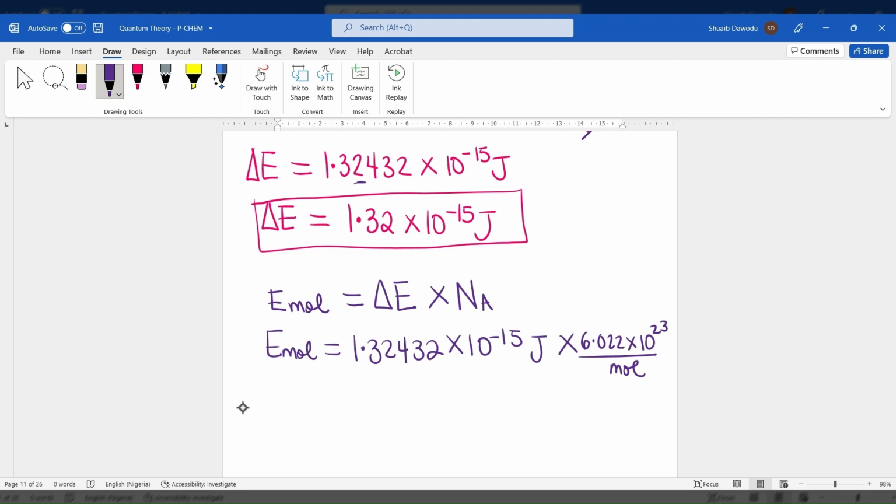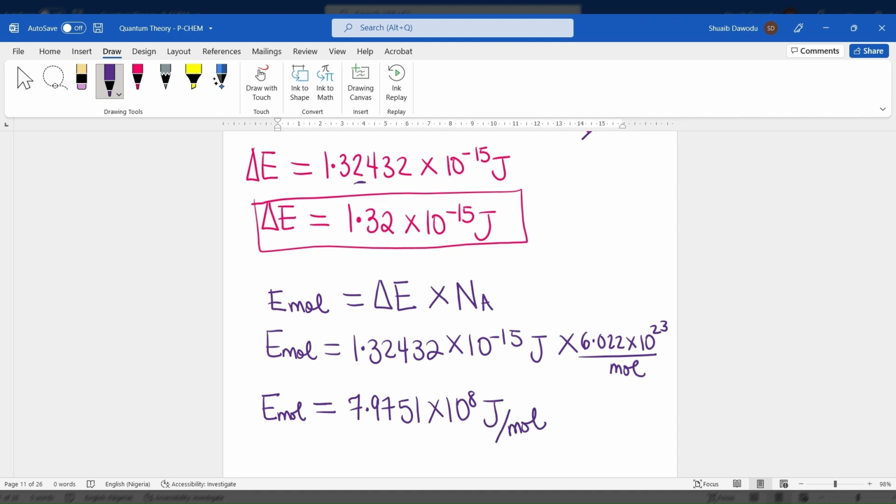Okay, of course, we insert the information in our calculator. We end up doing 1.32432 times 10 to the power of negative 15 times 6.022 times 10 to the power of 23. When we multiply it together, we end up with 7.9751 times 10 raised to the power of 8 joule per mole.